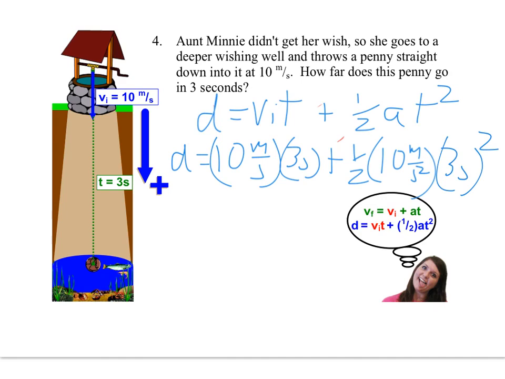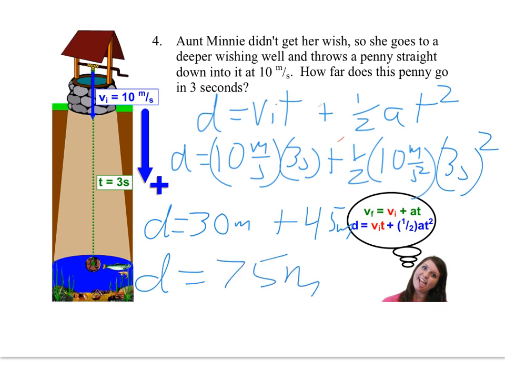Okay, so I know this looks kind of complicated, but it is just one substitution into one equation. So let's see here, what do we have? So we have 10 times 3, so that is 30 meters, plus the second term. So 3 squared is 9, times 10 is 90, divided by 2 is 45. So that second term returns 45 meters. Take the two pieces, add them up, 30 plus 45 is 75 meters. And we got ourselves an answer.